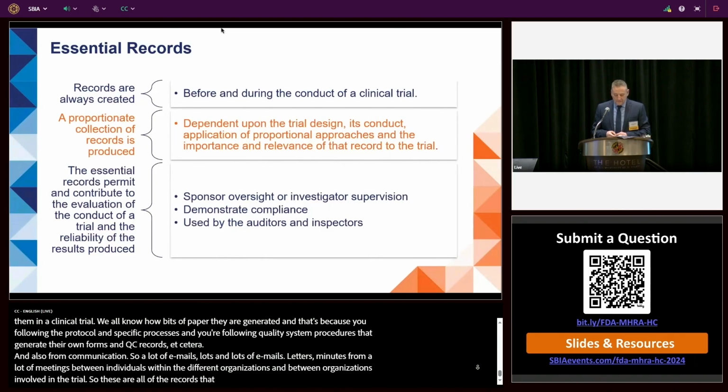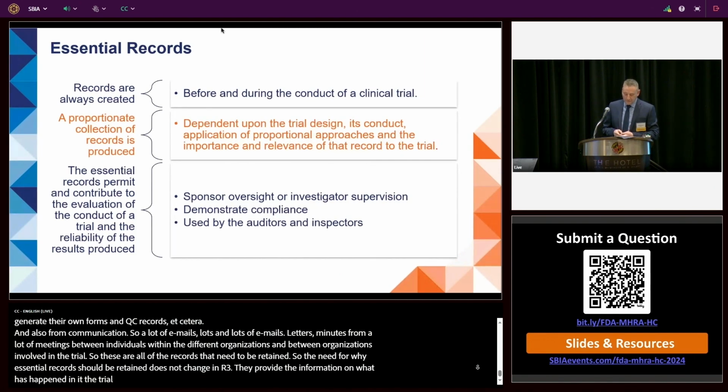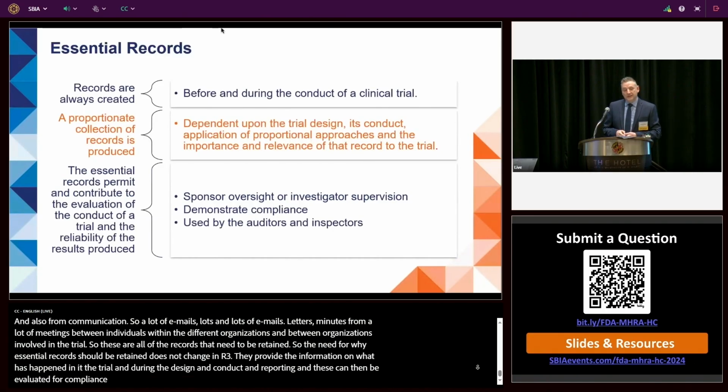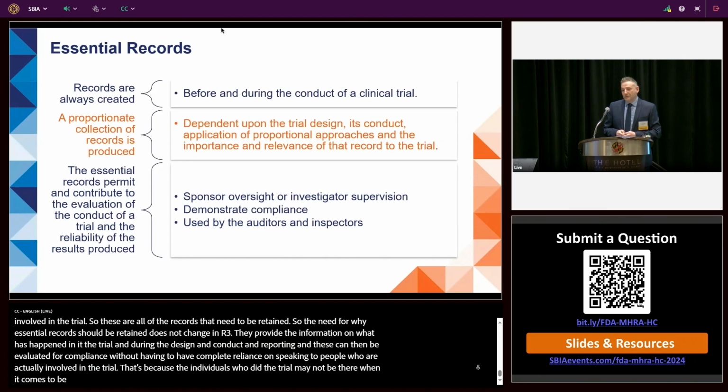So the need for why essential records should be retained has not changed in R3. They provide the information on what's happened in the trial and during its design and conduct and reporting. And these can then be evaluated for compliance without having to have complete reliance on speaking to people who are actually involved in the trial. And that's because the individuals who did the trial might not be there when it comes to be inspected. So just trusting it was done properly without any records to demonstrate that's not going to be sufficient.